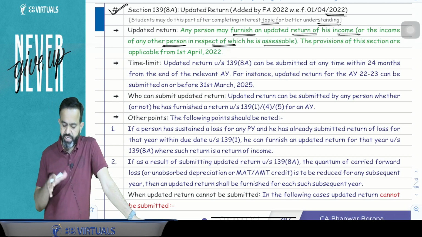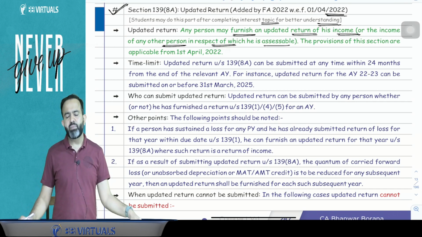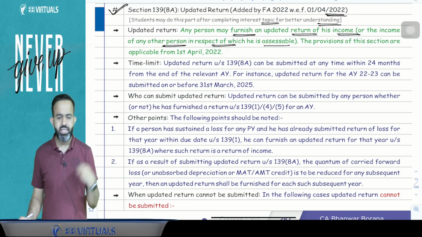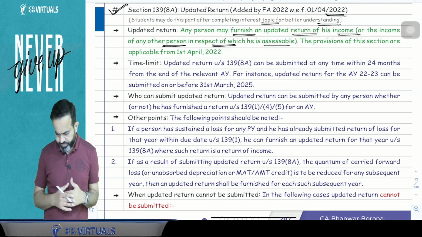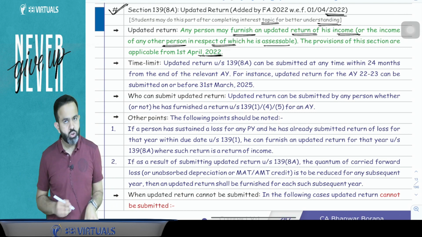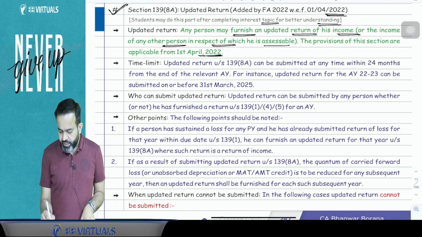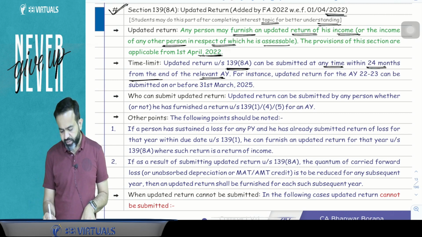Now the income of any other person in respect of which he is assessable means clubbing. For example, if my son's income is clubbed in my hand, then I can file the updated return like that, because the income is clubbed in my hand. The provisions of this section are applicable from 1st April 2022. Now, time limit. An updated return under section 139(8)(a) can be submitted at any time within 24 months from the end of the relevant assessment year.